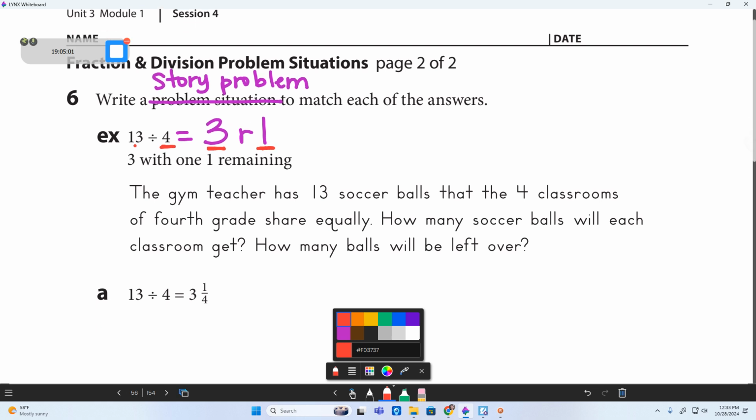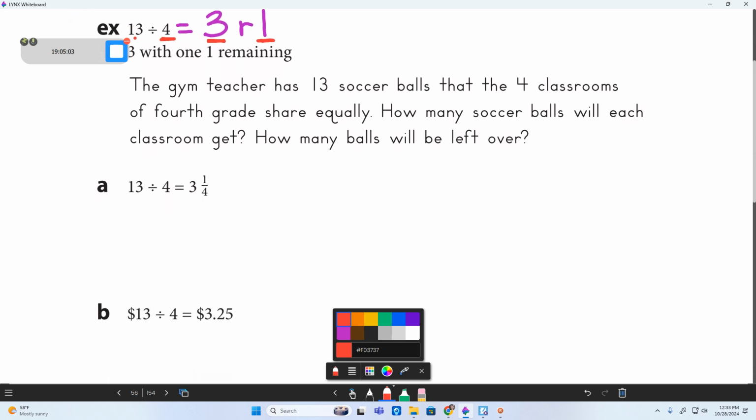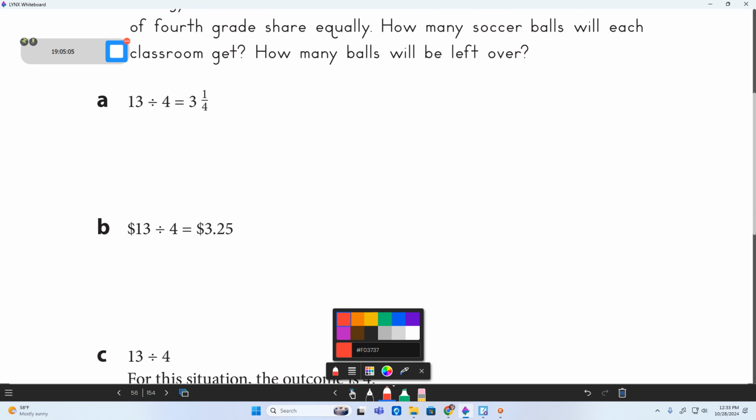Now, they gave us one problem, but let's go ahead and do A, B, and C on our own. And we need to come up with a problem that sort of matches what they did with the remainder. So look at letter A. Instead of writing 3 remainder 1, they wrote 3 and 1 fourth. So they changed the remainder to a fraction. And problems that are good, changing the remainder to a fraction, would be like cookies or pizzas or brownies, right? Things that you can split into a fraction if you have some leftovers.